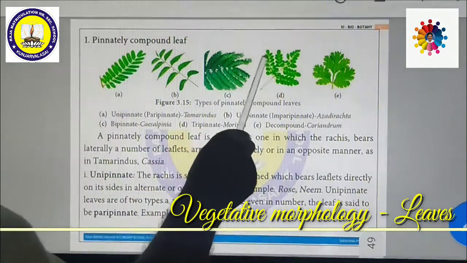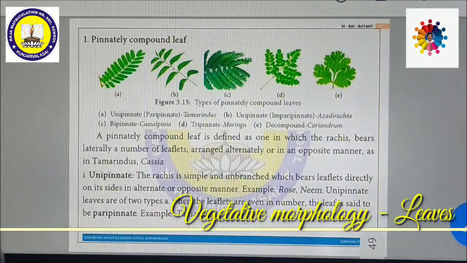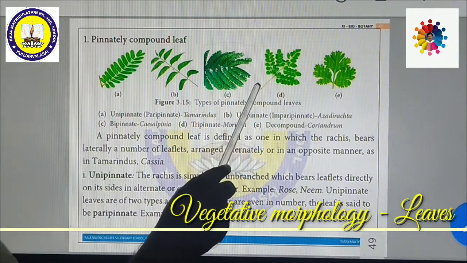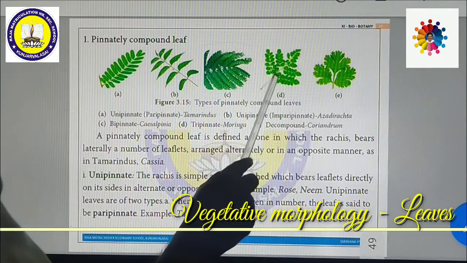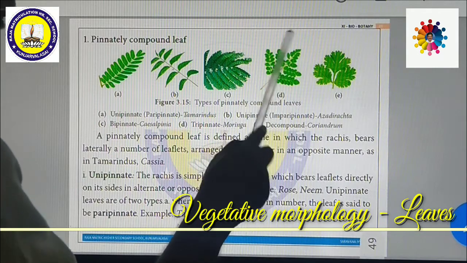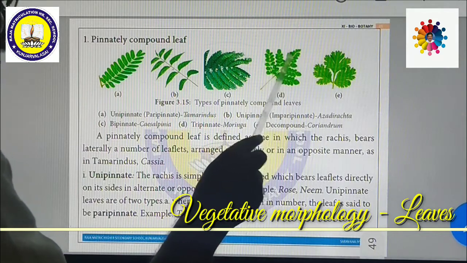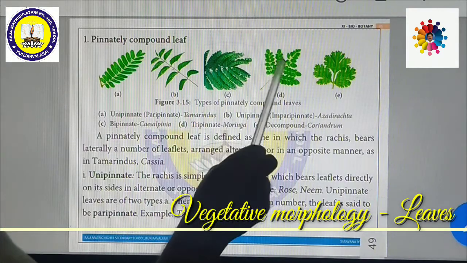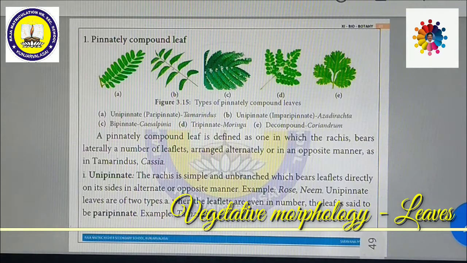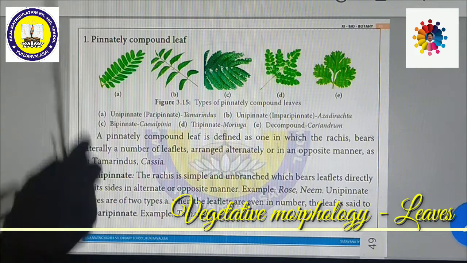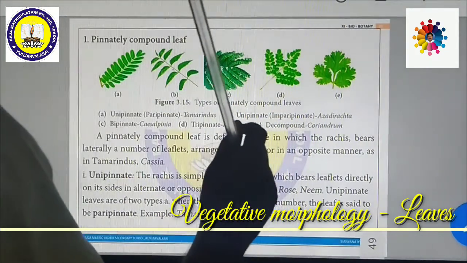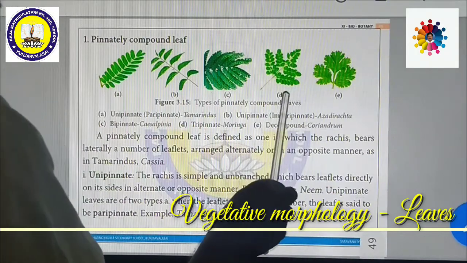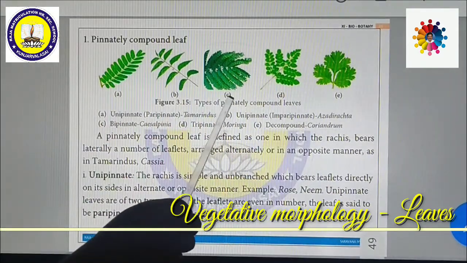Apart from this, the third type of compound leaf is tripinnate. This is one main branch. It is further divided, and this is further divided. So it is divided thrice. These are called tripinnate, a decomposed leaf. So the tripinnate compound leaves might be available in moringa.